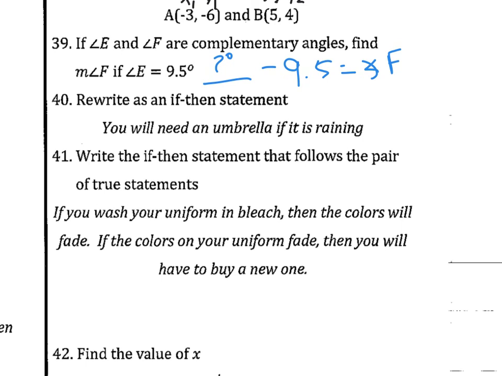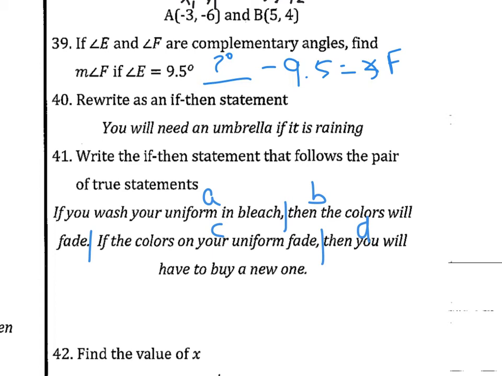Okay, 41. Write an if-then statement with this pair of statements. So here we go, pay attention. If you wash your uniform in bleach, then the colors will fade. If the colors in your uniform fade, then you'll have to buy a new one. What's the common part? Remember, if we split these apart into sections, you've got section A, B, C, and D. Take out the part that's common, and then put the other two pieces together to make one statement.